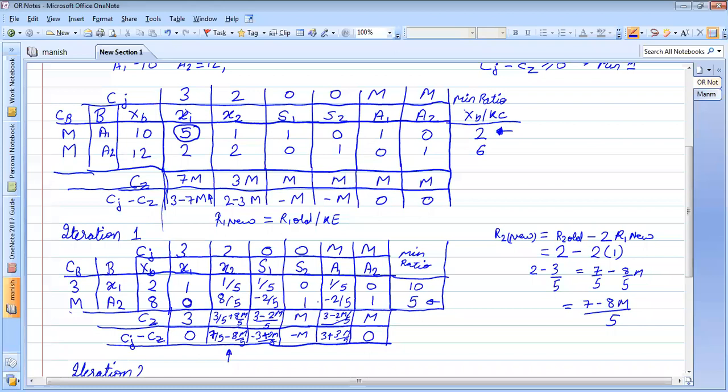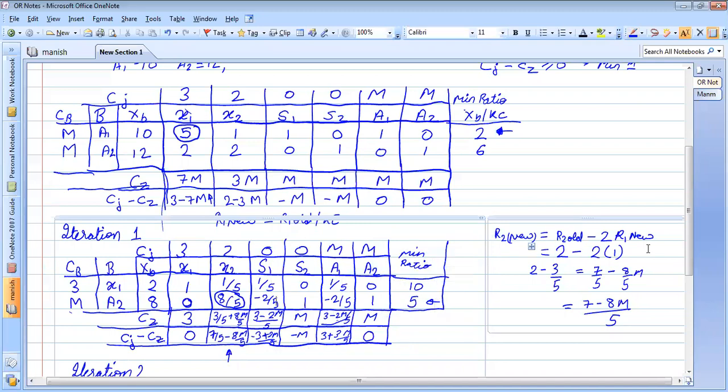2 divided by 1 by 5 will become 10. 8 divided by 8 by 5 will become 5. So this is the minimum value. We will take this as the key row. Then this will become your key element. Correct? Any doubts up to this point? This will become your key element. Any doubts?